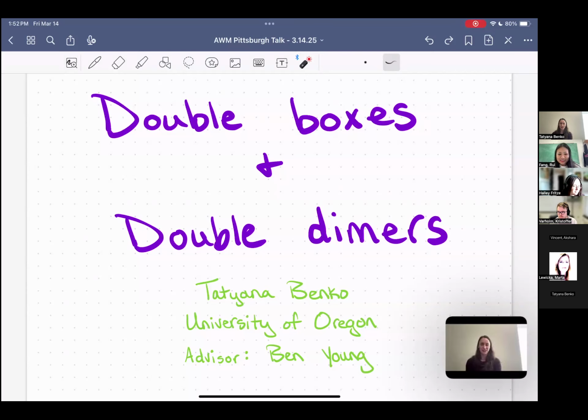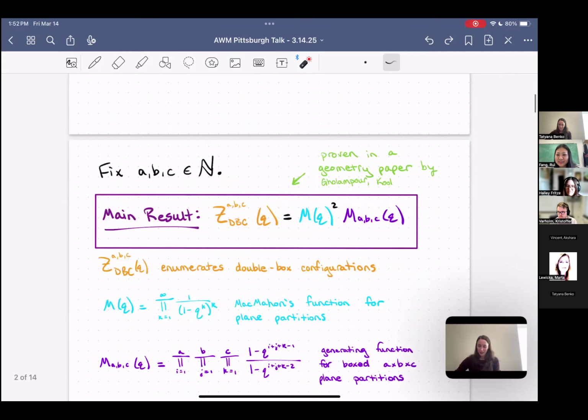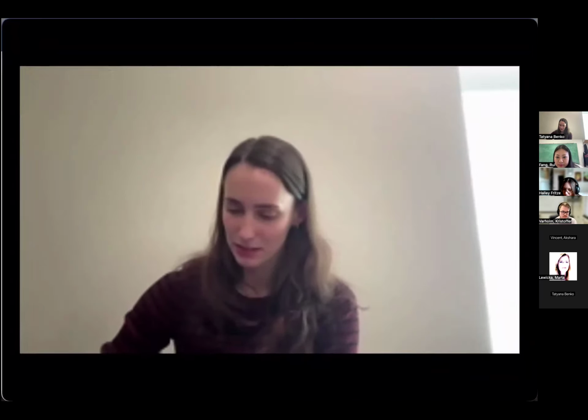Happy to be here. Today I'm going to talk about my research with my advisor called double boxes and double dimers. I'm going to start with our main result, and then we'll get to some definitions and things.